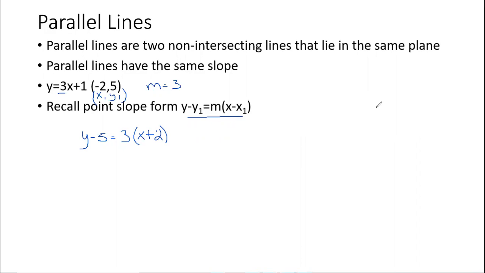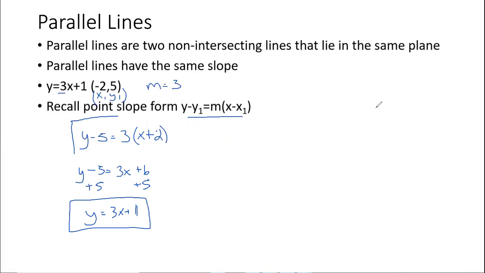If we want to get this into slope-intercept form, then we have to solve for y. So we can go ahead and do that. y minus 5, we'll distribute this 3. It becomes 3x plus 6. We can add 5 to both sides. So y is equal to 3x plus 11. So this is our slope-intercept equation, and this is our point-slope equation. And you should make sure that when you're answering questions, you put it in the appropriate form. If it doesn't specify, I'm kind of lazy and I leave it here, but you have to find out what your professor is looking for.